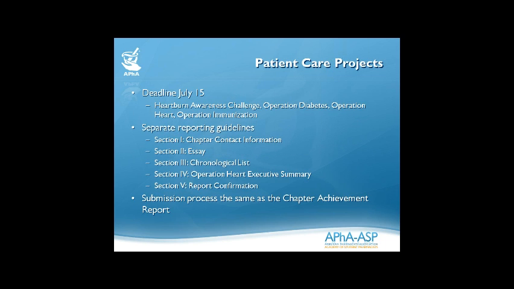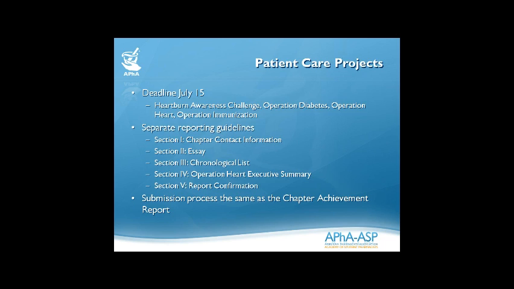So as a reminder, chapter achievement reports are due July 15th, as well as the patient care project reports. And I just want to briefly touch on these. Again, there are guidelines available for each of these reports. They're somewhat similar to your chapter achievement report, and you have an essay, you'll have a section for the executive summary, and you'll do this for each of the different reports that you're submitting for.